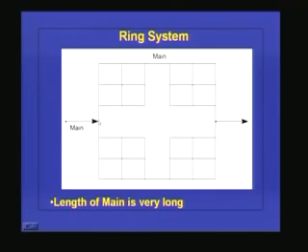With the ring system, what happens is, because this main line is going to be a larger diameter pipeline, the pressure drop from here to here will be much less. You know that the pressure drop is inversely proportional to the fifth power of diameter. So if the diameter is large, then the pressure drop will be less. The lengths of the mains are very long in the ring system, as you can see in this particular figure.